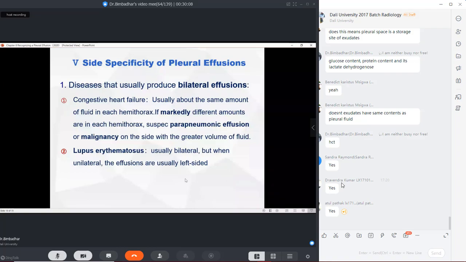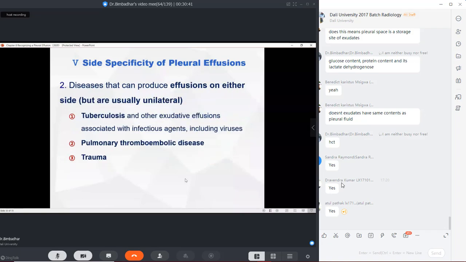But whenever it is causing unilateral effusion, it is mostly seen on the left side. Pleural effusions related to lupus erythematosus are mostly on the left side. We will talk about the reason why this fluid is present more on the left side in skeletal radiographs, when we learn about the synovial fluid and other things. We will talk about this once again there.